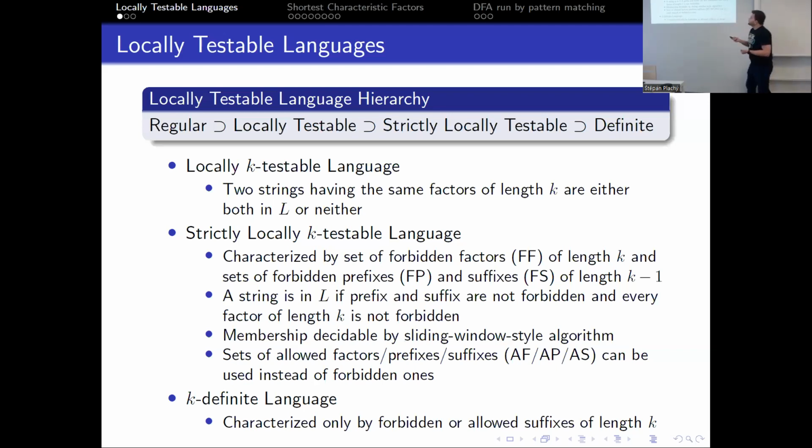The last class in this hierarchy is the so-called definite languages, and there the decision depends only on the suffix. It doesn't matter what is in the beginning or in the middle. We only look at what is at the end, which basically means that any automaton reading a string from this language has to read the entire word, because the decision is made only at the end.